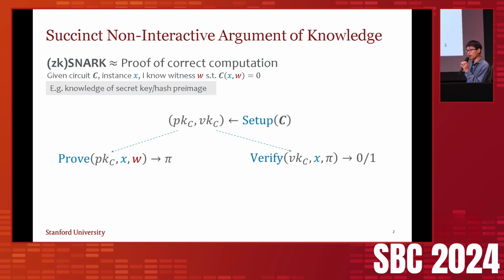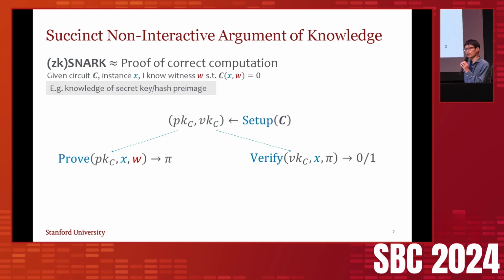So in a SNARK scheme, initially, given some NP relation represented as an arithmetic circuit C here, you will run some setup algorithm to generate some parameters for prover and verifier. Then the prover, whenever he gets a statement that he wants to prove, will run this proving algorithm to generate a short proof. And then the verifier will check this proof against the public instance part of these statements. And if it's valid, then she'll be convinced that the statement is true and the prover knows the witness.